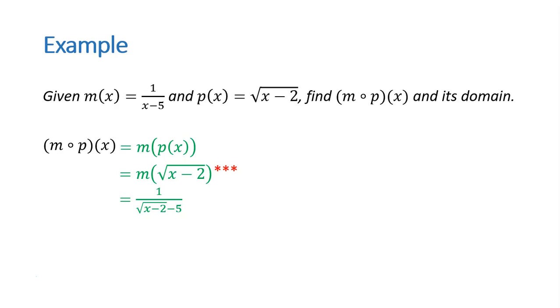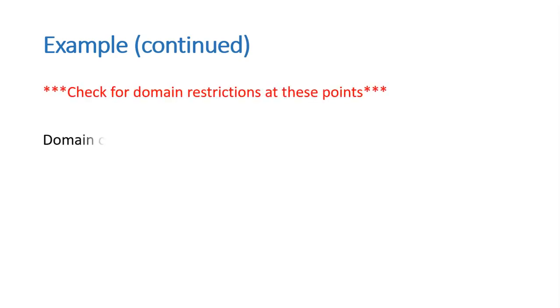You may have been forced to rationalize in previous classes. In other words, if there's a square root in the denominator, you have to get it out of the denominator. There are techniques for doing that, but we're not too worried about that here. So you can just leave it in the form it's in. So our final answer is 1 over square root of x minus 2 minus 5. This is our final function, which means that we also need to consider any restrictions we'd have at this particular point. So let's check our domains.